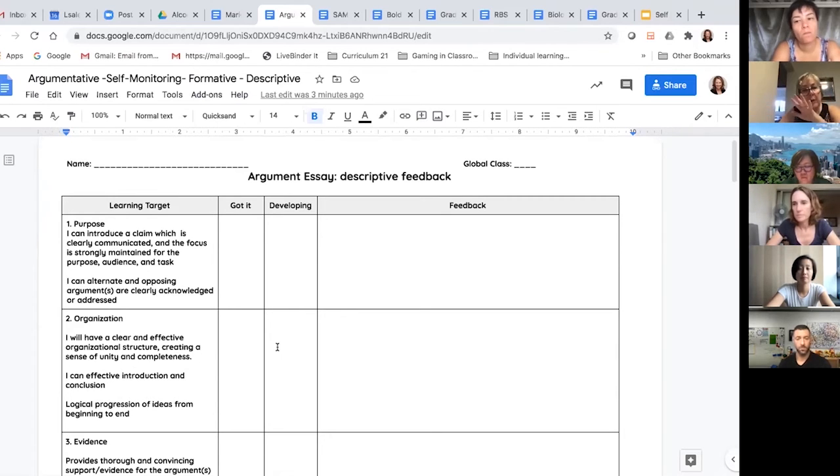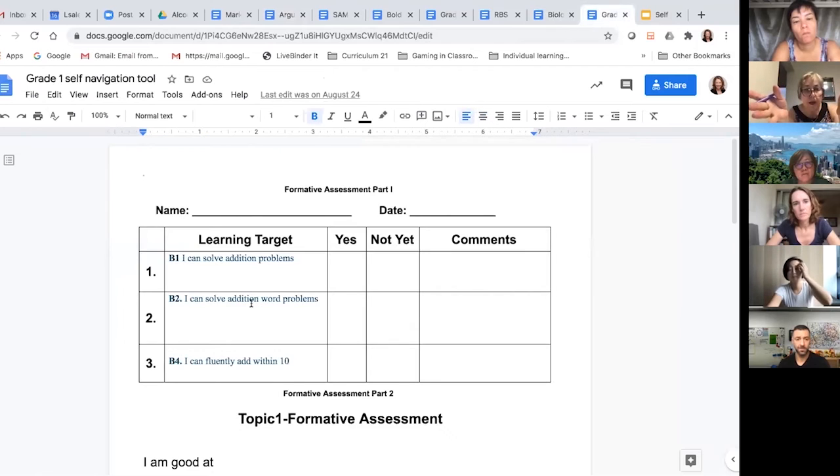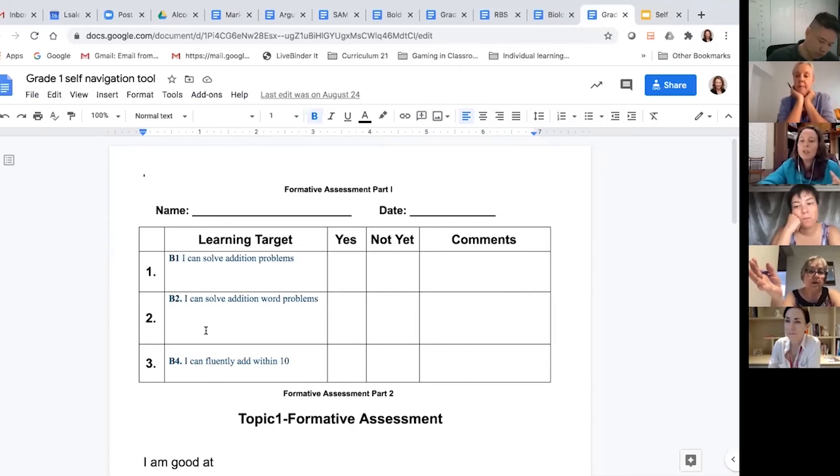Sorry, Marie, can I interrupt? Yes. With your example, with the maths one, it's got the I can statement, the middle one I'm thinking about, I can solve addition word problems. Is it relevant to break that down into what they should be including? We're doing word problems now in maths, and there are four elements to the problem-solving. Should we help the children with a little check-off list with that, do you think, or just leave it as a simple statement? That entirely depends on the approachability of your self-navigation tool.